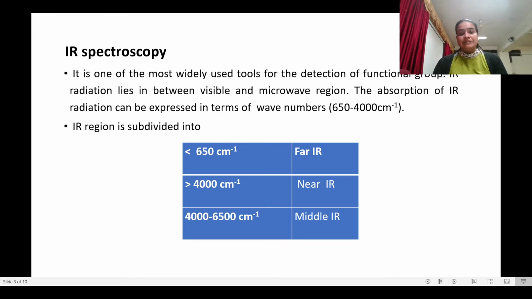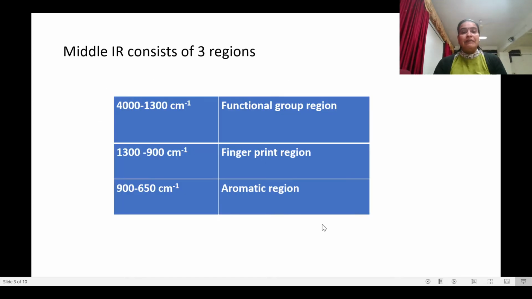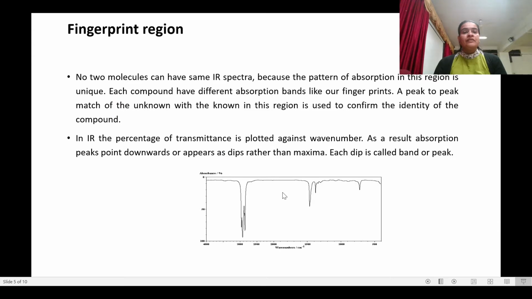It lies in between the visible and microwave region, and the absorption of IR radiation can be expressed in terms of wave numbers. The whole IR region can be subdivided into three regions, which are far IR, near IR, as well as middle IR. And again, the middle IR can be categorized into functional group region, fingerprint region, as well as aromatic region.